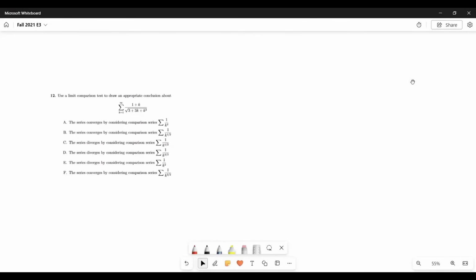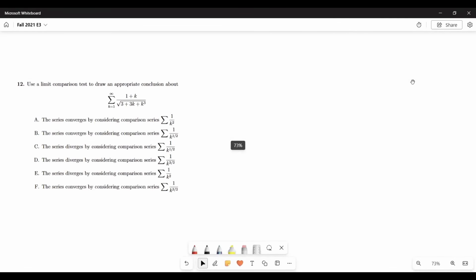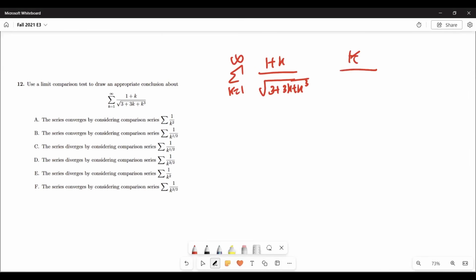Okay, this question asks to use the limit comparison test to draw an appropriate conclusion. So let's do that. The limit comparison test says to find a similar term looking like that: sum from k equals 1 to infinity of 1 plus k over square root of 3 plus 3k plus k cubed. So you have to find a similar one. What we have to do is find the highest power in the numerator and the denominator and write it down. That's going to be k for the numerator, and the square root of k cubed for the denominator. So let's compare those two, and this is the same as k over k to the 3 halves, which is 1 over k to the 1 half.